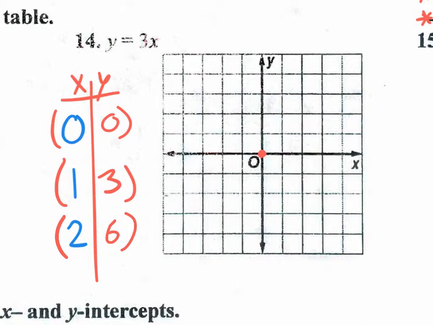So if we graph the coordinate 1, 3, it's right there. And if we go to 2, 6, it's going to be off the graph by 1 unit. So you didn't have to use 0, 1, and 2. You could also have plugged in a negative number if you wanted to. You could plug in negative 1. And if you did, 3 times negative 1 is negative 3. So the coordinate negative 1, negative 3 is down here.